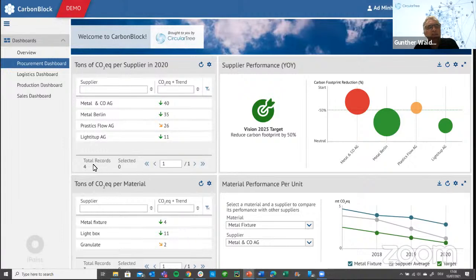But we can do the same on a material level. Here we have a graph. We choose a material, and here we can see what the real carbon footprint reduction is, what the supplier average is, and here we can see this would be our target. So this material is not yet on target. With such tools, you can really help companies find the most efficient ways to reduce their product carbon footprint.